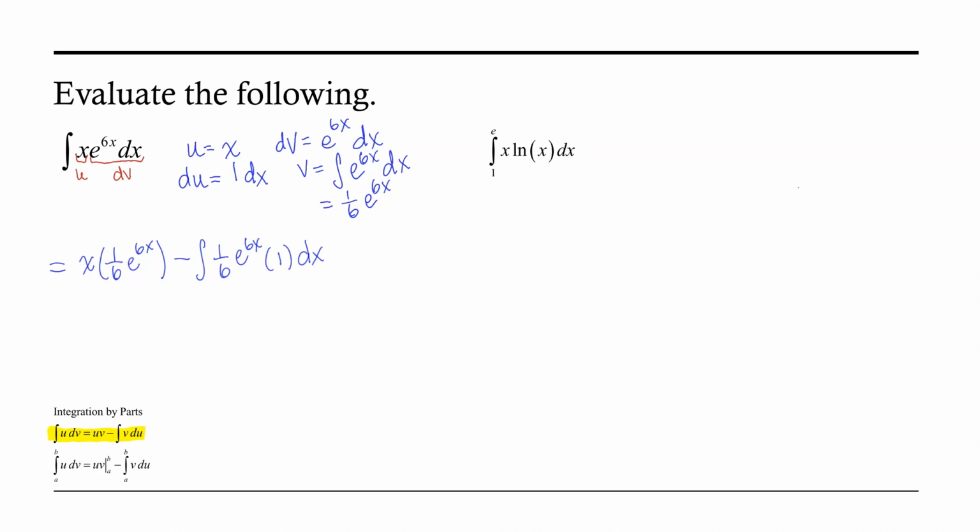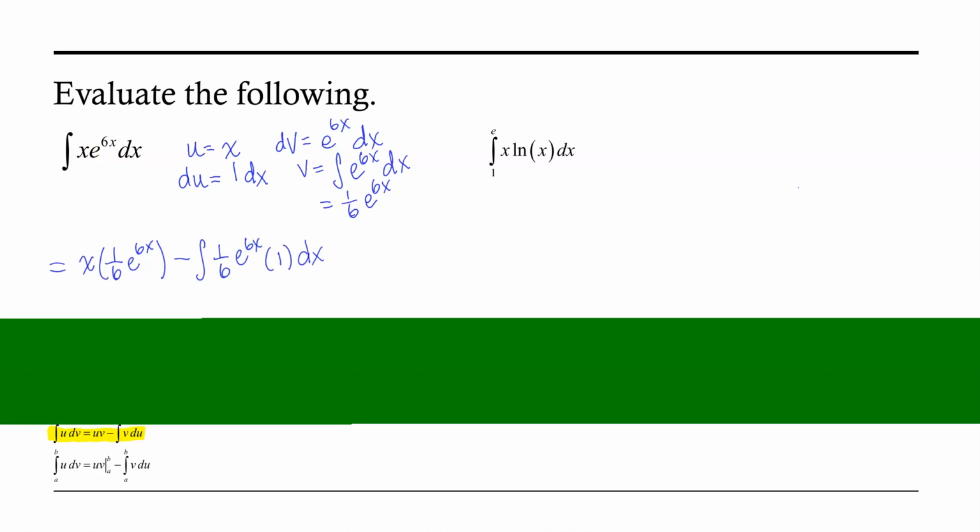I look at this integral I've just created, and I ask myself, is the integral of 1/6 e to the 6x no more difficult than what I started with? And I would say yes, because I no longer have this x multiplying e to the 6x like I did in the original integral. So that appears to be a good choice. So we continue on.